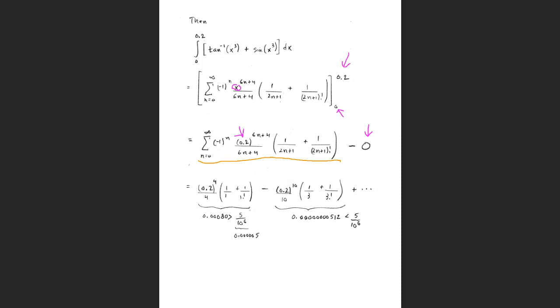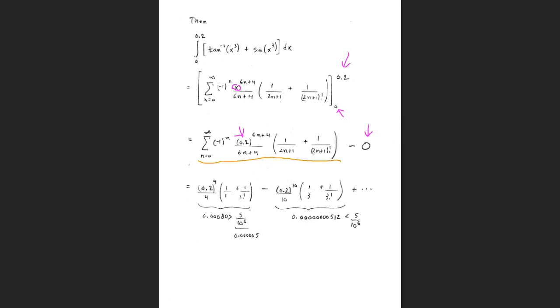But remember, we want our estimate of the definite integral to be correct within 5 decimal places. Well, that's equivalent to saying, let's add up enough terms of the series until we're assured that the sum of them will give us an estimate correct to 5 decimal places. So we're going to use the alternating series estimation theorem.